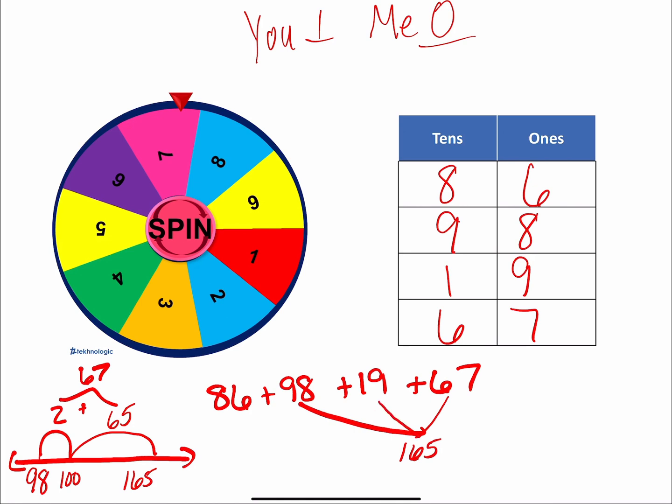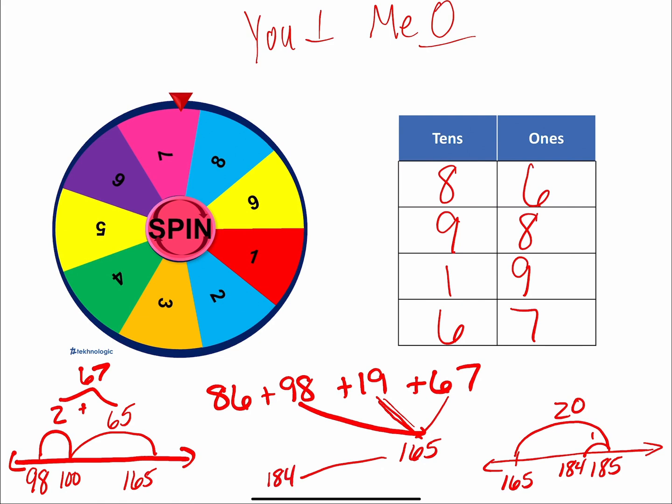So then the next 2 numbers I'm going to add are 165 plus 19. Now you might be going, why would you add those two? Well, my reasoning for doing that was because I could start at 165, I could jump 20 because 19 was really close to 20, and so that gets me to 185, and then I just have to remove 1, and that gets me to 184. So I know that that gets me to 184.